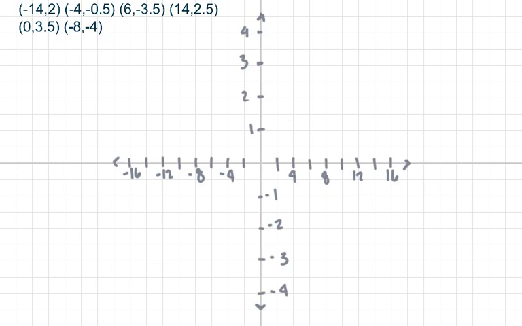So we have negative 14 and 2, negative 4 and negative 0.5, 6 and negative 3.5, 14 and 2.5, 0 and 3.5, and negative 8 and negative 4.